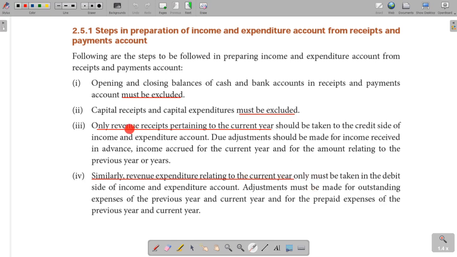Okay, on which side will the revenue receipt be entered? It will be entered on the credit side of the income and expenditure account. And the revenue expenditure is on the debit side of the income and expenditure account. This is more or less just like the preparation of profit and loss account in the final accounts. Just like the profit and loss account, here too we show all the expenditure on the debit side and all the revenue incomes on the credit side. I hope you are clear. We'll go on to see the next.